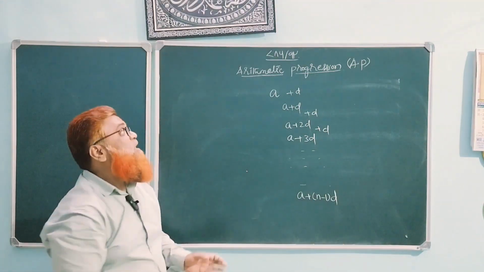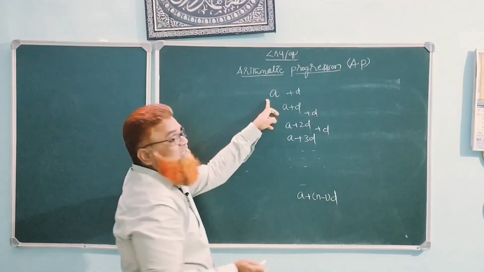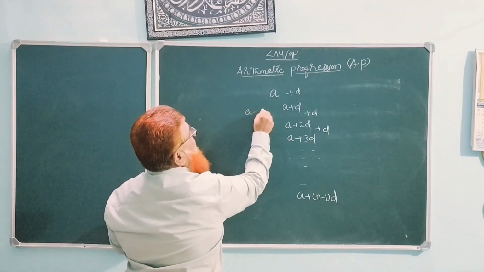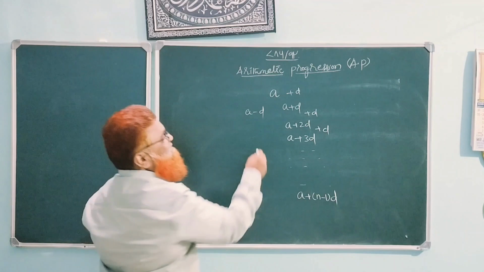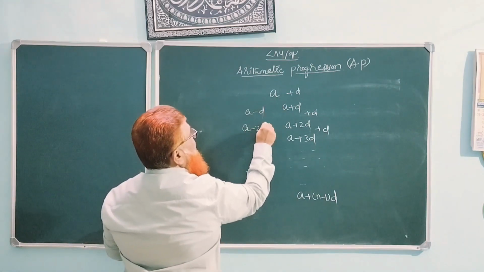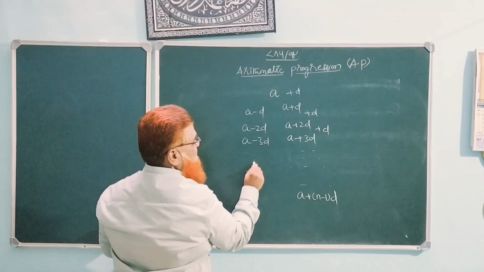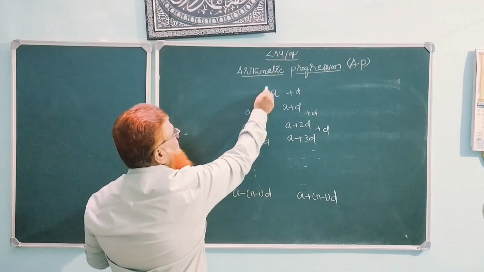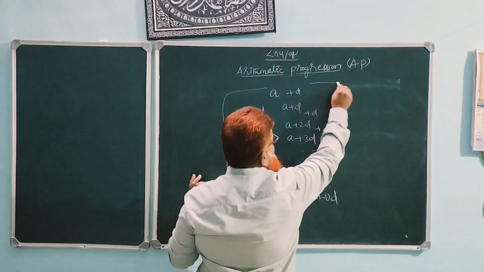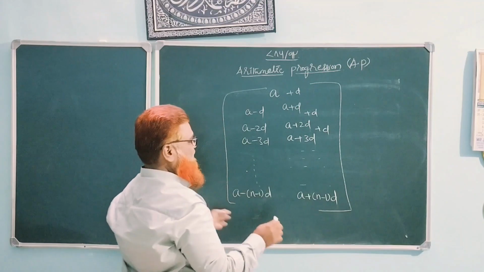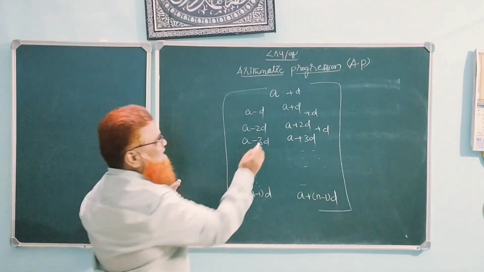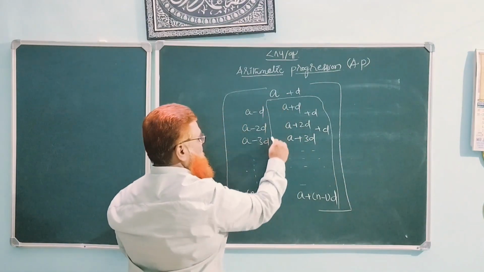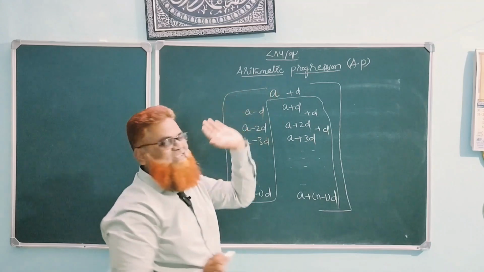Alright. What is the preceding term to this first term? The preceding term to the first term is obtained by subtracting D, A minus D. Do you understand? Then A minus 2D, then A minus 3D, and so on, up to A minus (n minus 1) into D. This is a basic concept of an AP. These are all the terms which lead to the succeeding, these are all the terms which lead to the preceding, and A is the middle one.